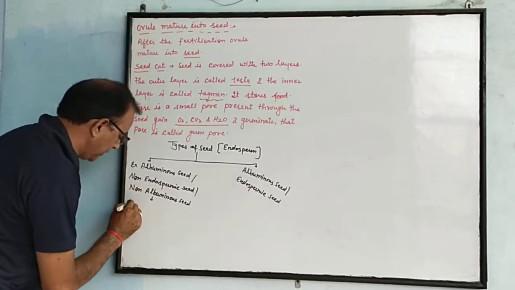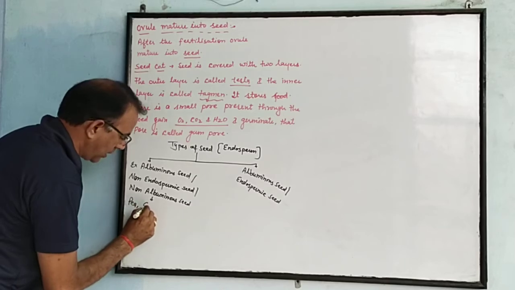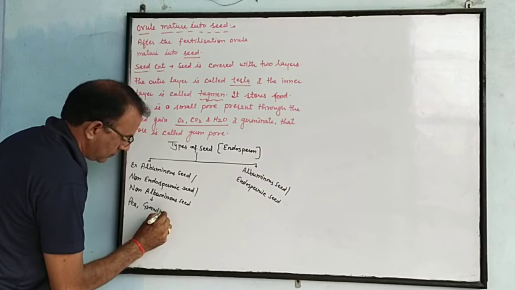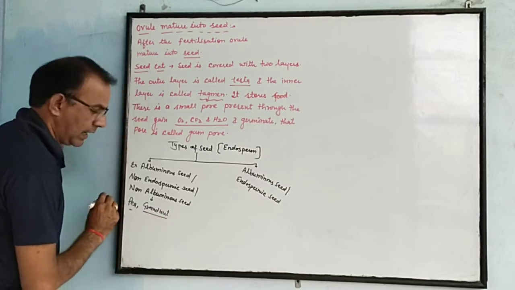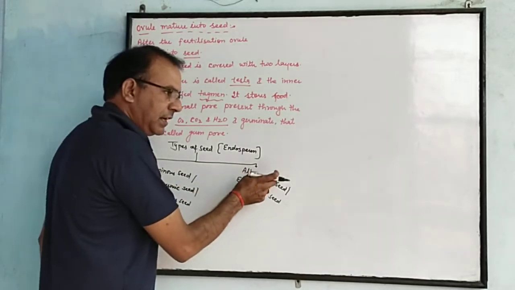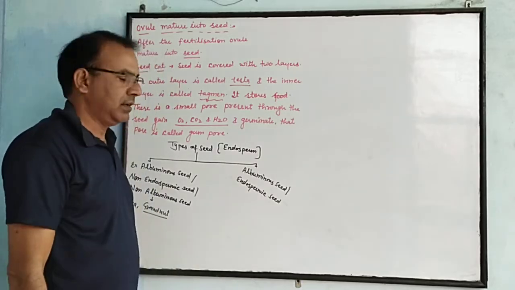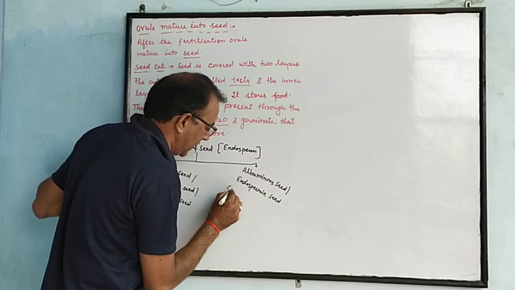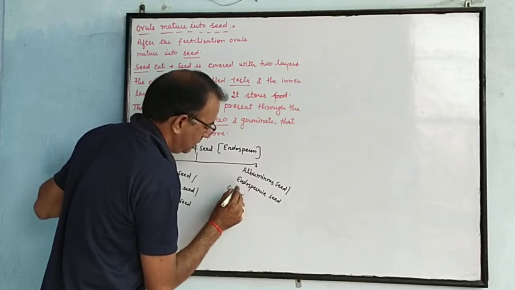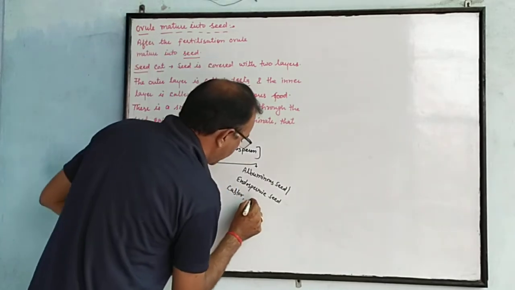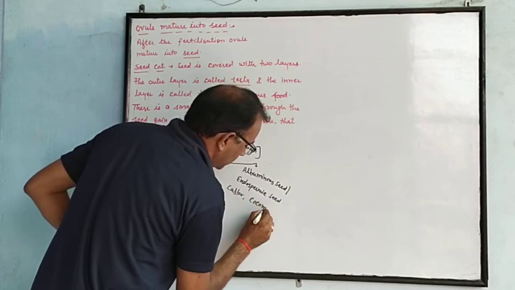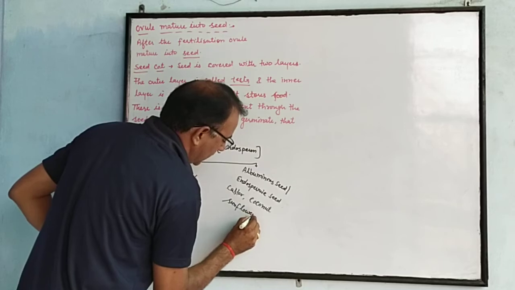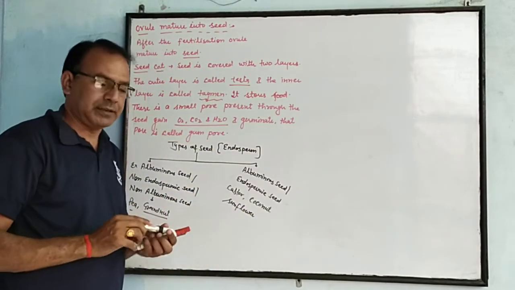Examples of ex-albuminous seeds are pea, groundnut, etc. The seeds in which endosperm remains are called albuminous or endospermic seeds, for example castor, coconut, sunflower. These are examples of albuminous seeds.